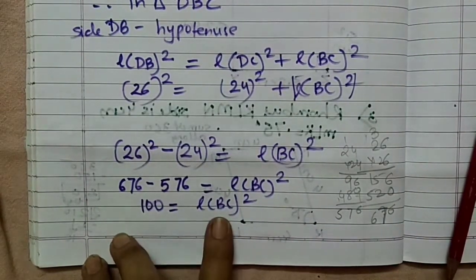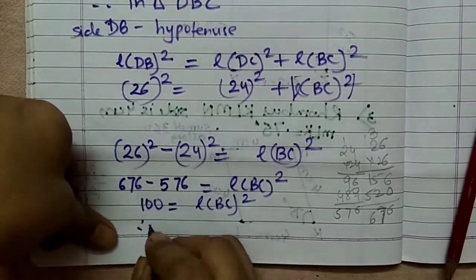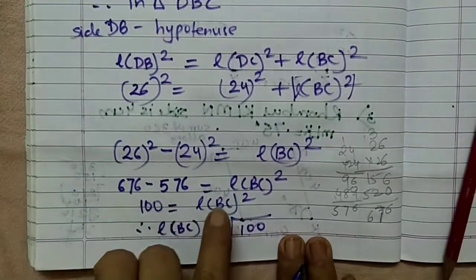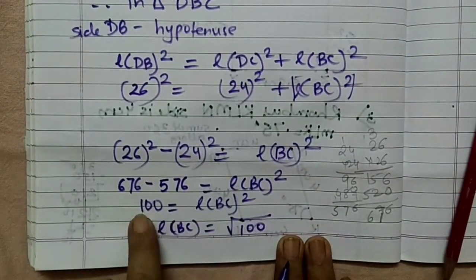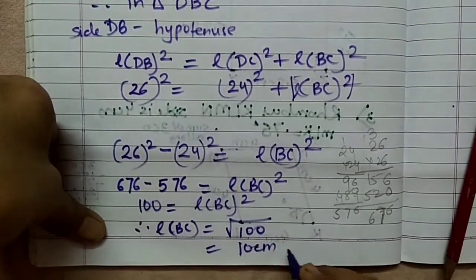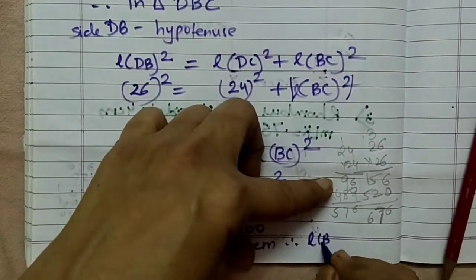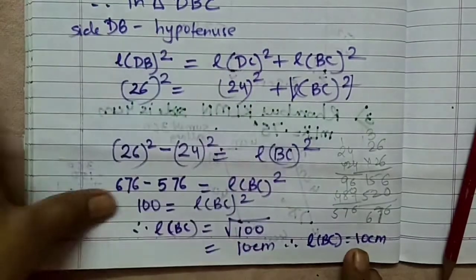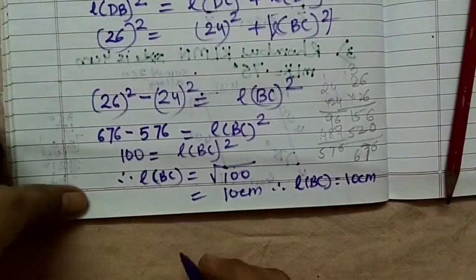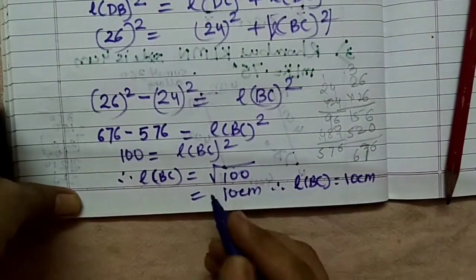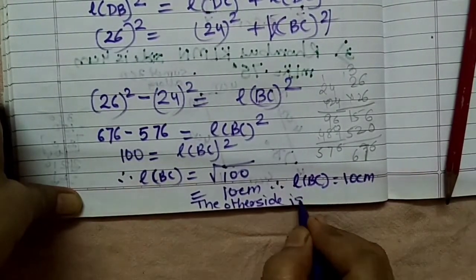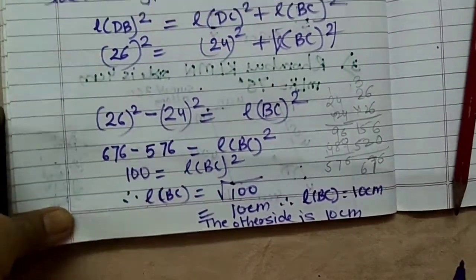So for finding BC, what we have to do? Therefore, length BC is equal to square root of 100. See, BC square is 100. So BC will be square root of 100. So what is square root of 100? That is equal to 10 centimeter. Therefore, length BC is equal to 10 centimeter. And what they have asked us? Find the other side. So the answer will be, the other side is 10 centimeter. You have to write the answer. I hope you have followed this sum.